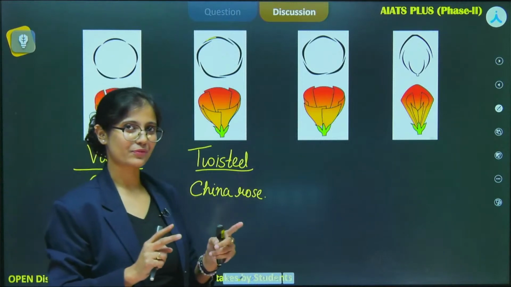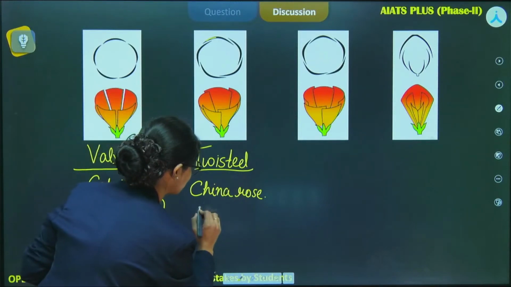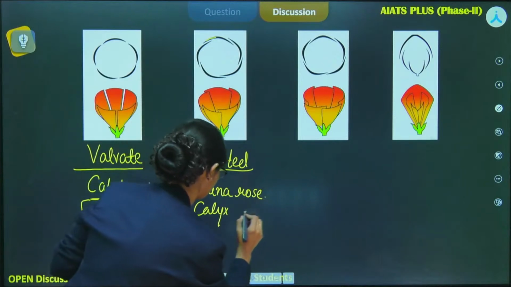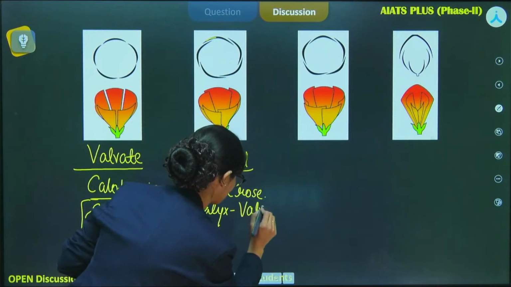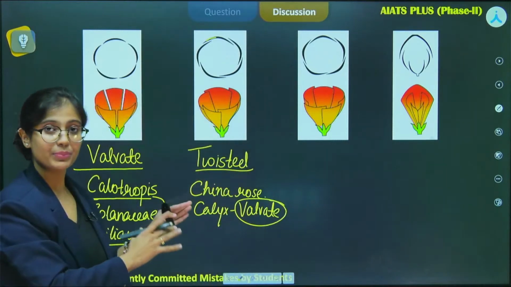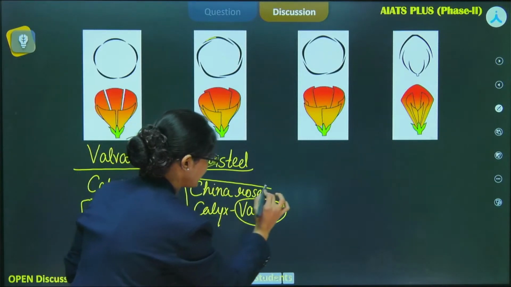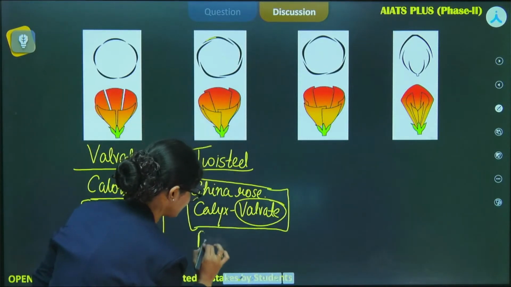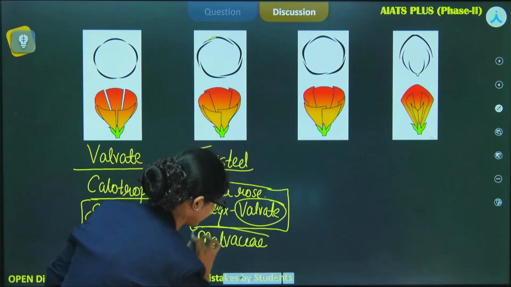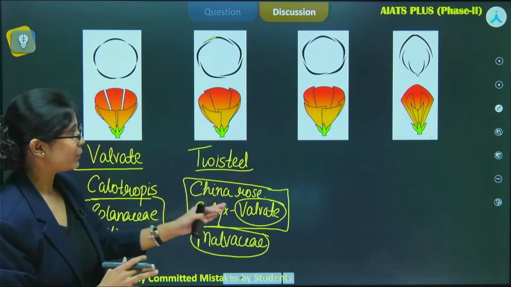Two different types of aestivation. First is twisted, and in the calyx, if we talk about the aestivation of the calyx, we observe the valvate type of aestivation in China rose. Please remember that for the members of Malvaceae. Let me put it in a box for you so that you can remember this. It is particular for the members of Malvaceae.